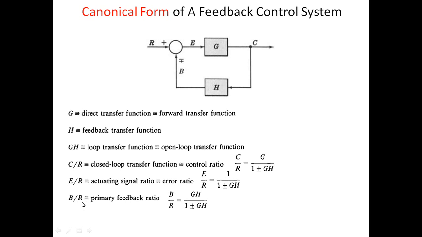Then the B by R ratio. B is the feedback signal, so the primary feedback ratio is B by R. Mathematically it is GH upon 1 plus or minus GH.